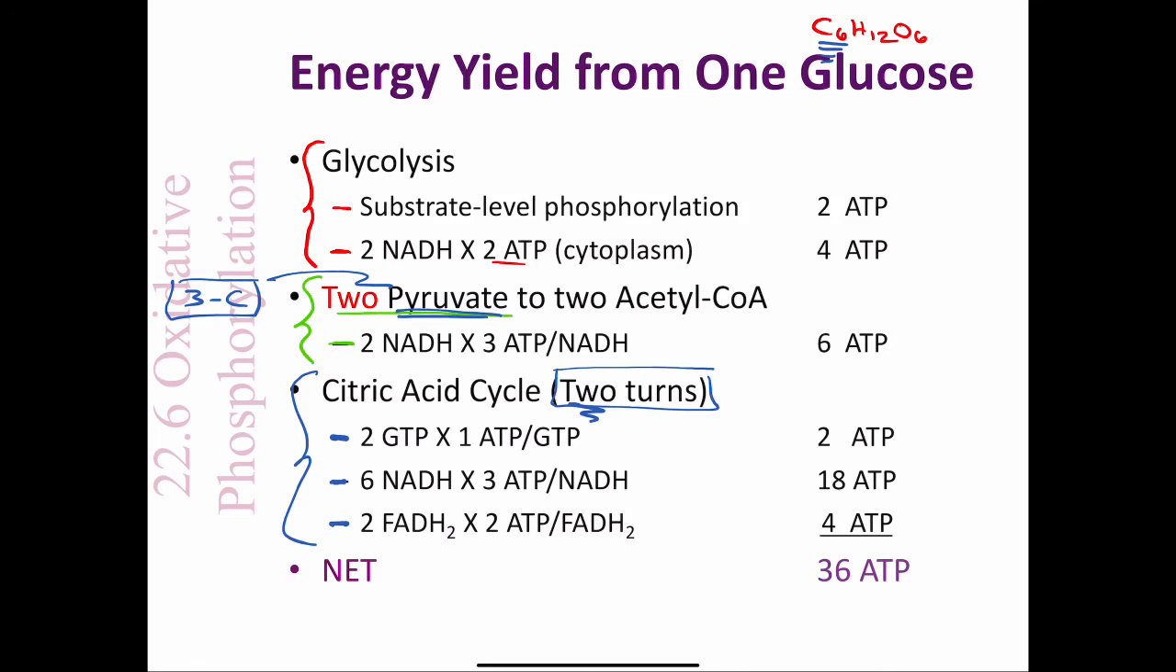And so when we tally up the net yield of ATP from the conversion of pyruvate into acetyl coenzyme A and the citric acid cycle, we get 30. And therefore the total ATP that's produced via glycolysis, the conversion of pyruvate to acetyl coenzyme A, and then the citric acid cycle is 36 ATPs. That's what we get as an energy yield from 1 glucose molecule.